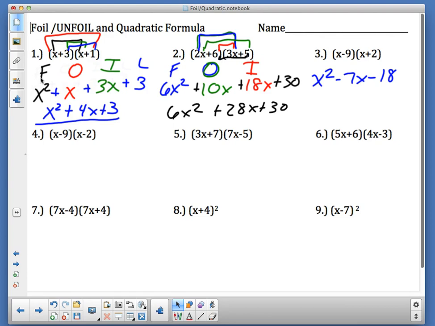Okay, it's all about reviewing FOIL. Is it going okay? It's not so bad. Your turn, do 4.